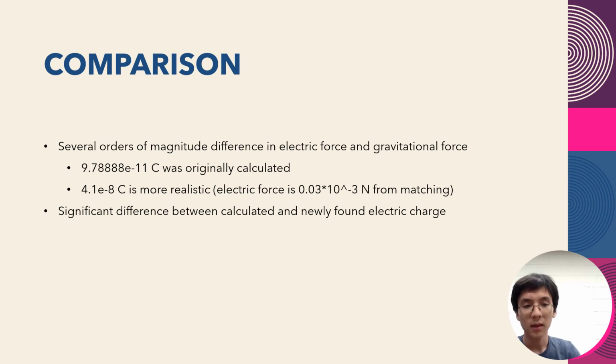To compare the results that were achieved from this experiment versus the previous experiment, several orders of magnitude in difference of electric force and gravitational force were found. 9.8 times 10 to the negative 11th coulombs was originally calculated. However, 4.1 times 10 to the negative 8th coulombs is more realistic. The electric force is very close to the gravitational force in that case.